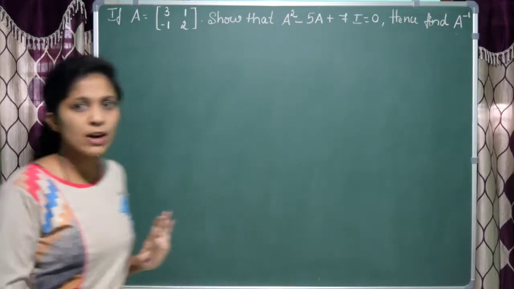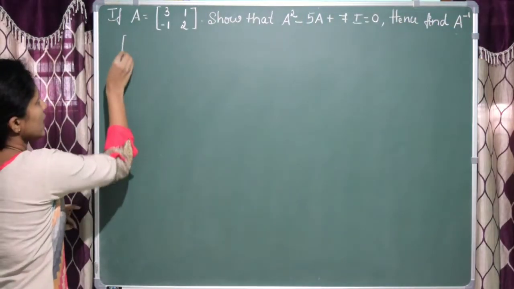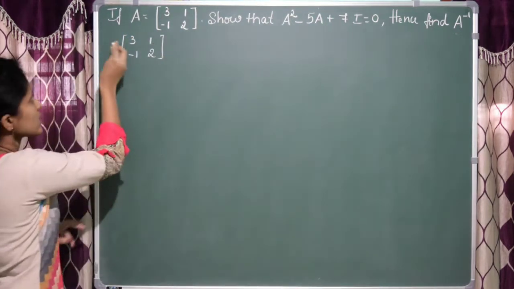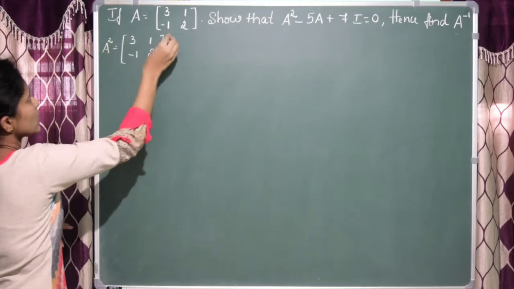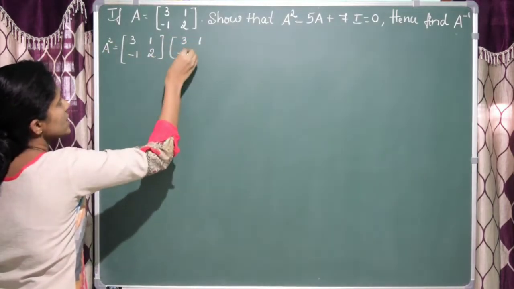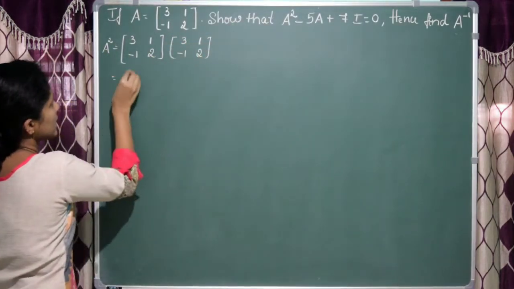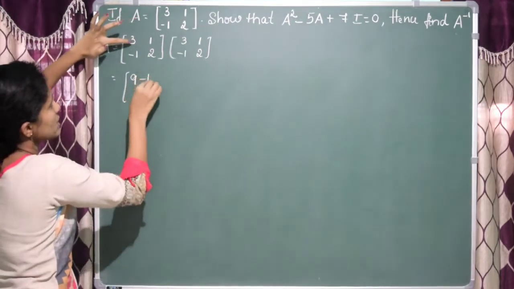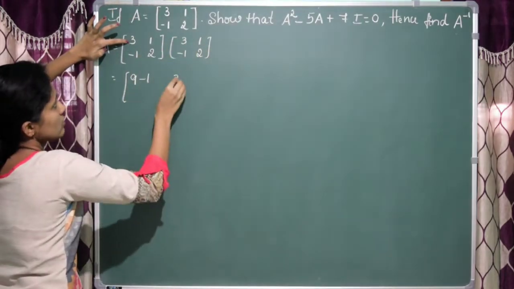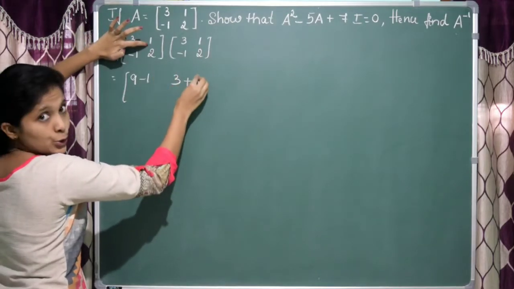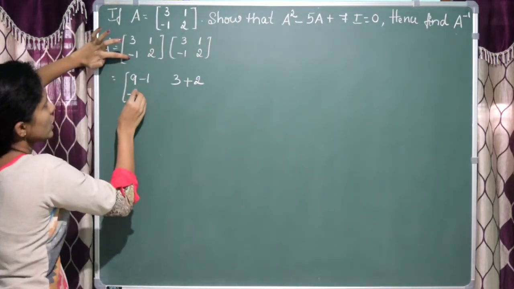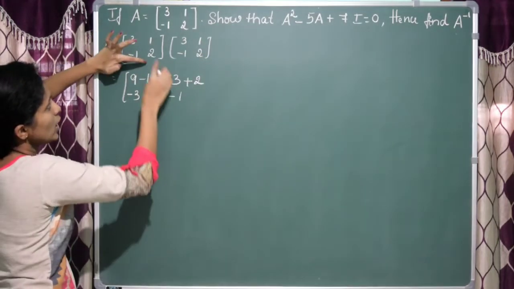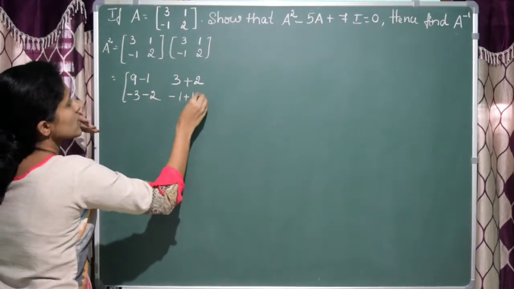First, we will prove this one. First, we will find A square. So, we have to multiply A and A. 3, 1, minus 1, 2 into A, right? So, A is multiplied twice. So, this is equal to 3, 1, minus 1 and 2 times 3, 1, minus 1, 2. We will multiply this. 3 into 3 will be 9. 1 into minus 1 will be minus 1. 3 into 1 is 3. 1 into 2 is plus 2. Next will be minus 1 into 3, or 2 into minus 1. Next minus 1 into 1, minus 1. 2 into 2 will be 4. So this is the A square value.